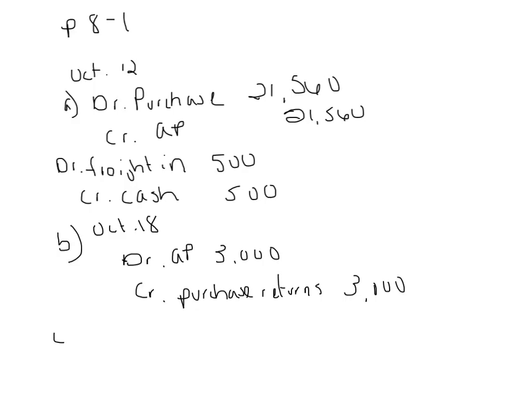Now for letter C, on October 31st, James paid the merchandise purchased on October 12th. Well, now they paid it on October 31st. They were supposed to pay it within 10 days to get the discount from the purchase on October 12th. So they should have paid it by October 22nd to utilize the discount. Since they paid it on the 31st, they cannot utilize that discount. So we have to take it back.